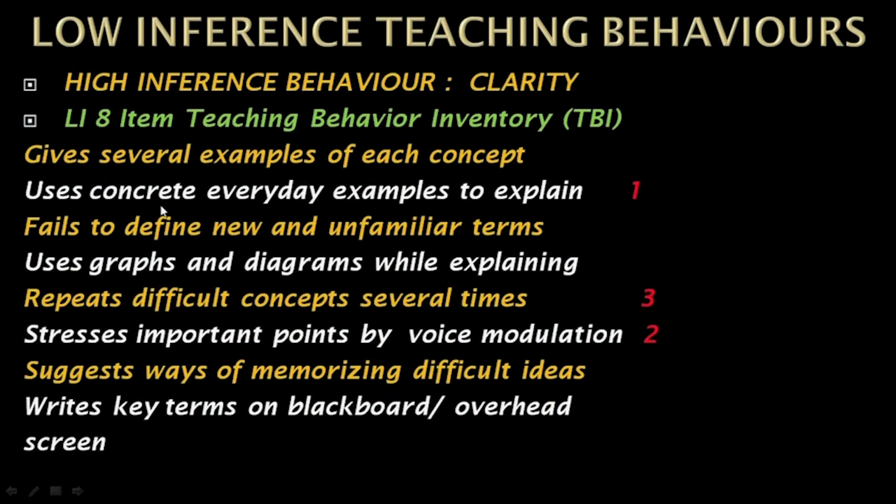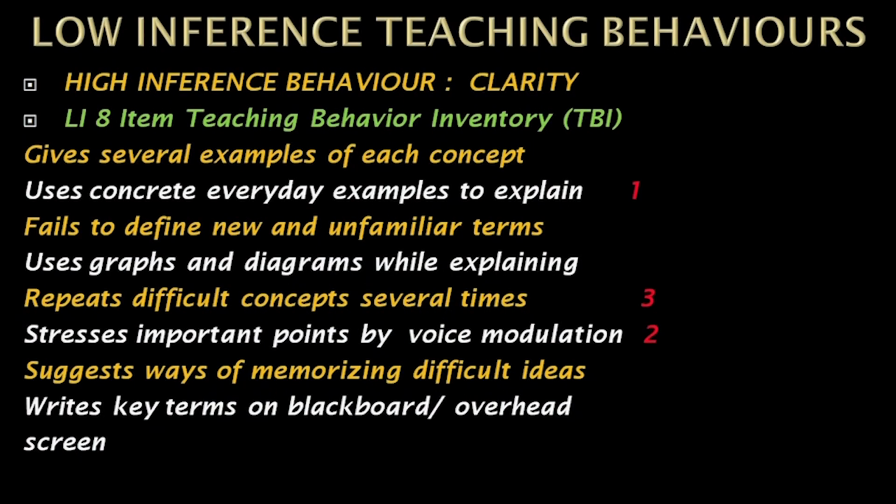So, low inference LI 8 means 8 terms. These are 8 terms which have been used. 1, 2, 3, 4, 5, 6, 7, 8. The 8 refers to LI 8, low inference 8 item teaching behaviors. There could be 12 item teaching behaviors, there could be 14 item, there could be 16 item teaching behaviors. But this one is an example of 8 item teaching behavior.